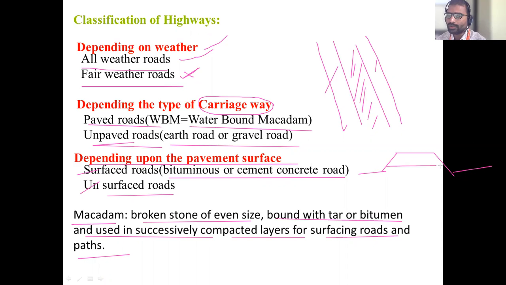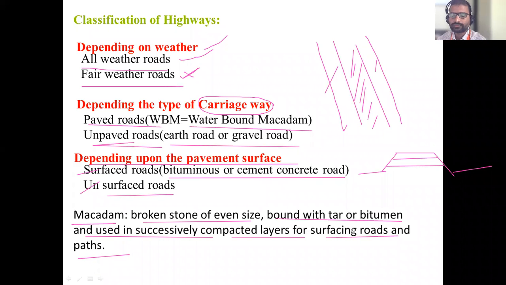So this is not only one layer. It may be one layer, two layers, three layers. One layer here, one layer in the middle, one layer on top. How many in total? Ten layers. Used in successive compacted layers for surfacing roads. What do we call this entire material? That is called macadam. Macadam is broken stones of uneven size bound with tar or bitumen used in successive compacted layers for surfacing roads and paths. Clear everyone?